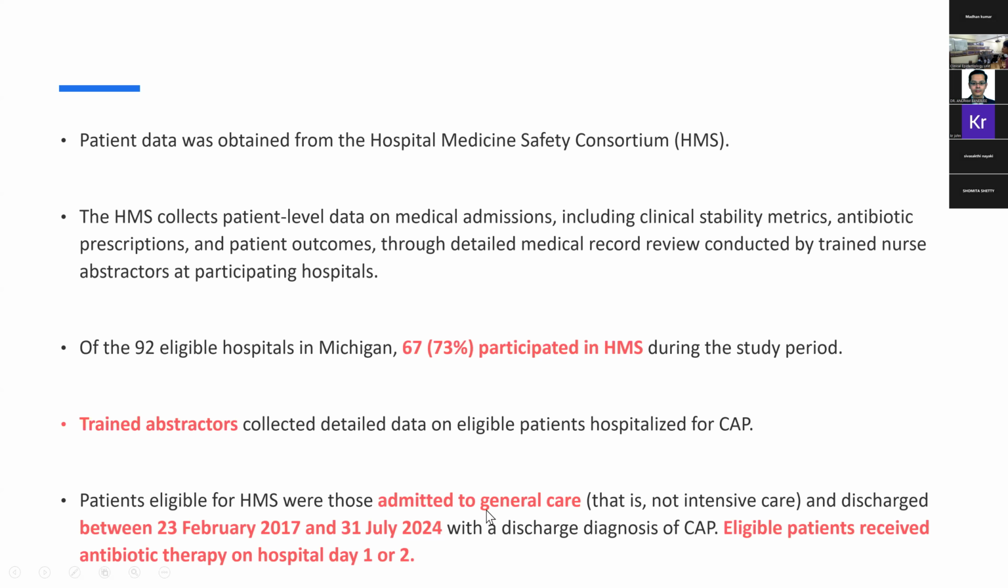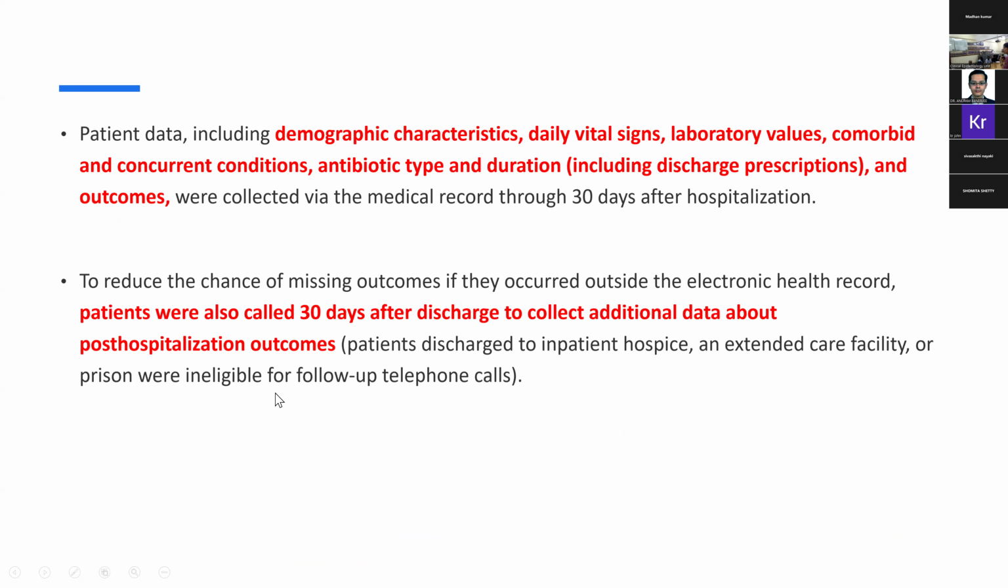So patients eligible for HMS were those who were admitted to general care, not ICU, and discharged between 23rd February 2017 and 31st July 2024, and received antibiotic therapy in hospital on day 1 or day 2. They had all this data: demographic data, vital signs, laboratory, concurrent conditions, antibiotic time and duration, outcomes. Also, they called patients 30 days after discharge to collect extra data about post-hospitalization outcomes, adverse effects, drug allergies, etc. So the HMS database had all this already.